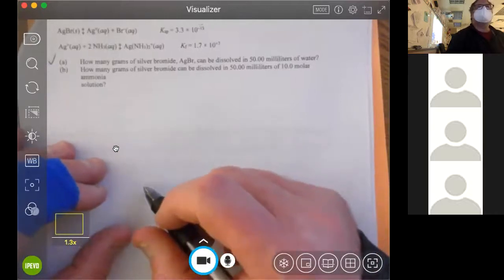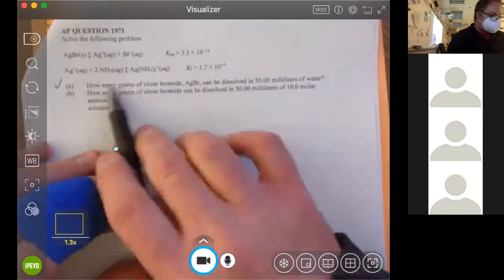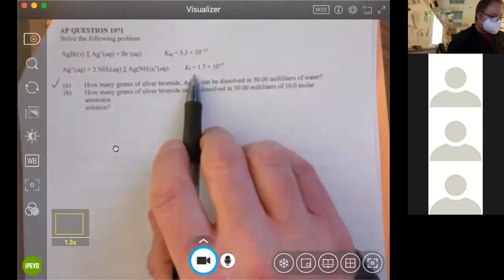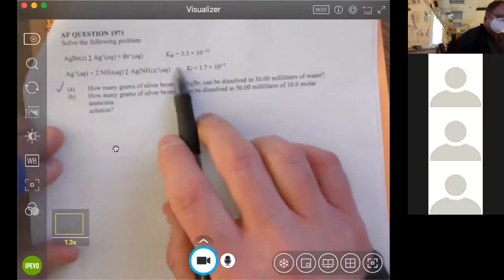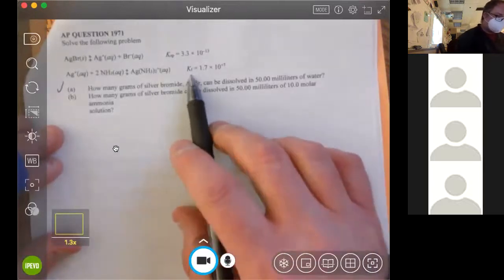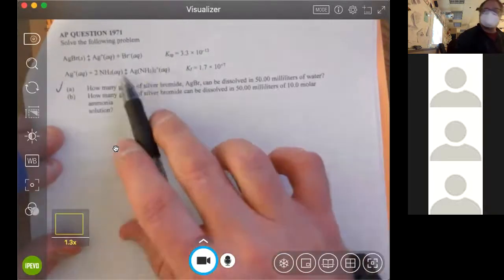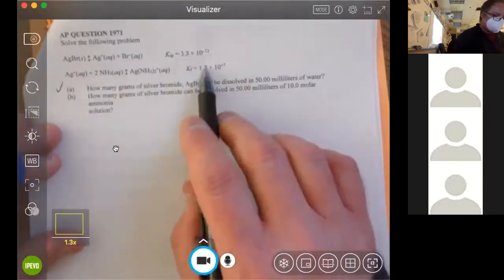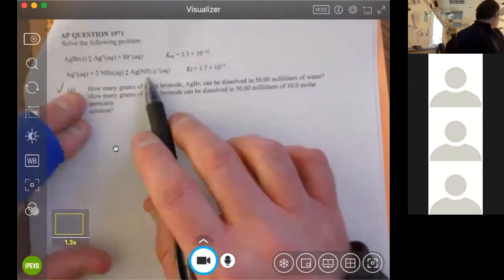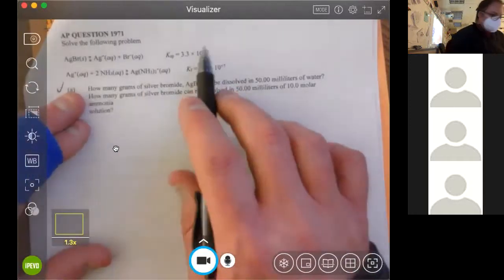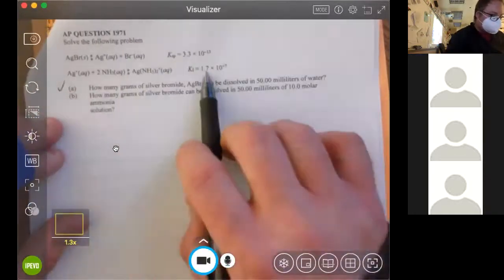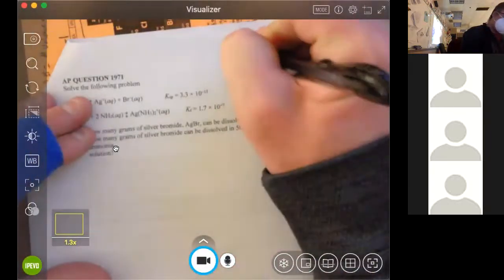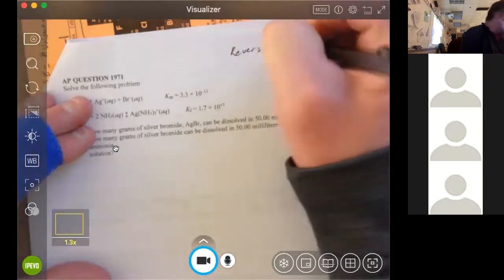So we have a little issue here. We've got these two. Here's the KSP, and then here's the K formation. But these Ks, if you recall, we can use Hess's law to rearrange these as needed. As long as we do whatever we do to the reaction, we do to the K. So if we reverse the reaction, what do we do to the K? To the negative.